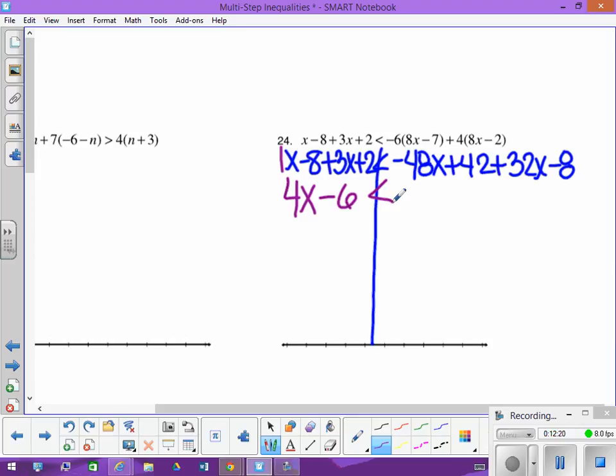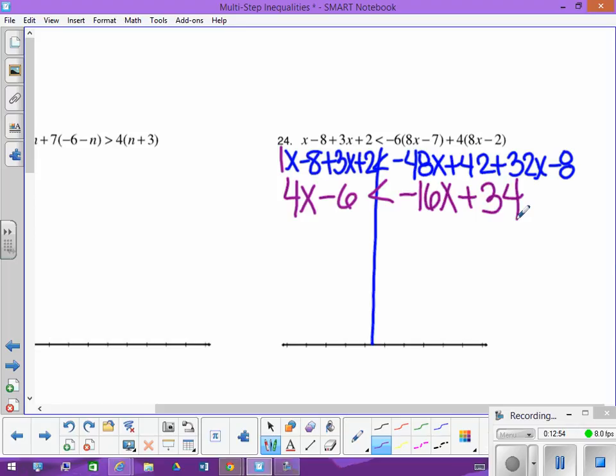Over on this side, what are we going to get when we combine our letters? There's a wire. It's an x. Okay, negative 16x. Negative 48 plus 32. And what's 42 minus 8? It's 34. 34, isn't it? 34. So we have plus 34. Okay, well now it doesn't look quite as bad.